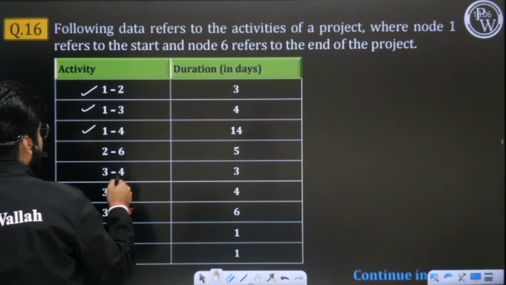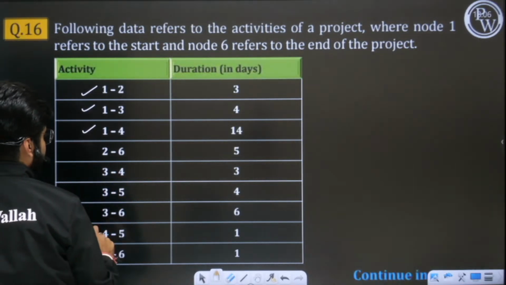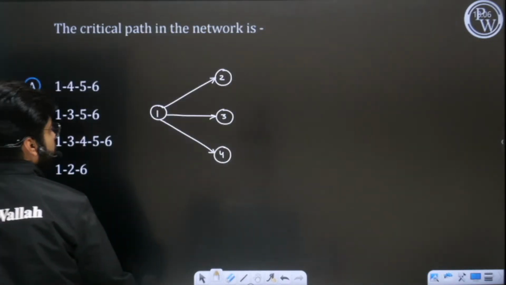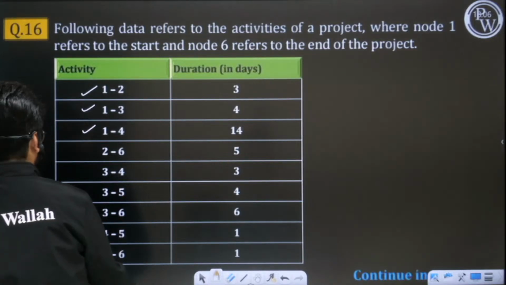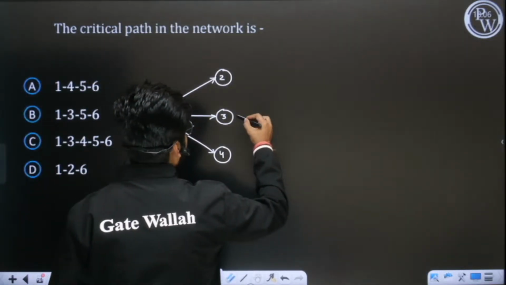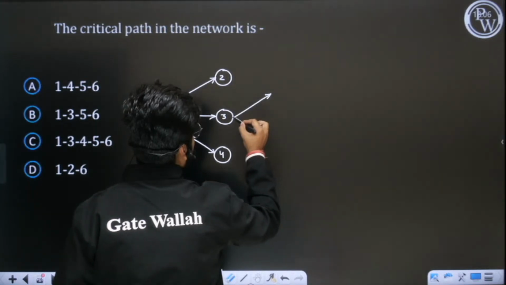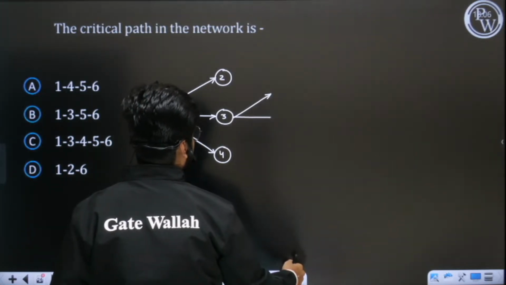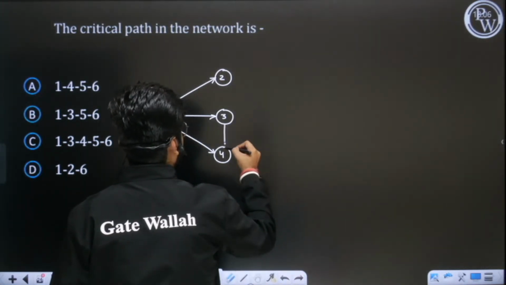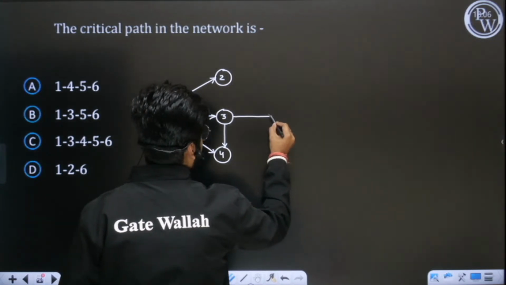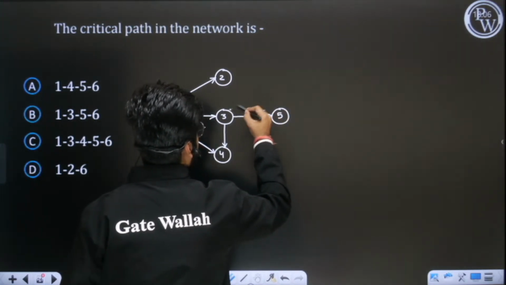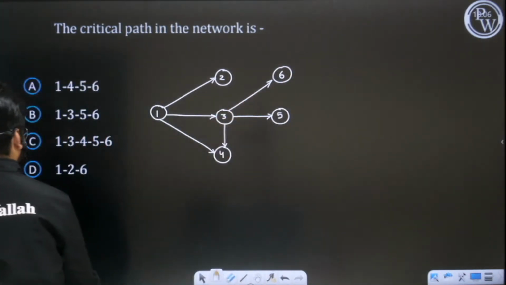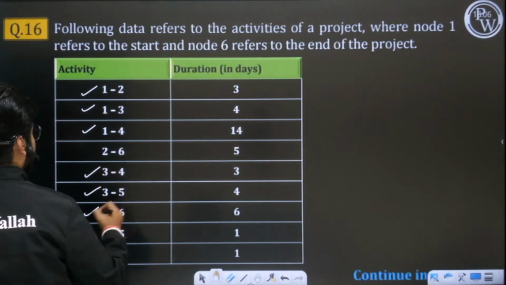Now, from 3, 4, 5, 6 are coming out. Okay, so from 3, 4, 5, 6 are coming out.